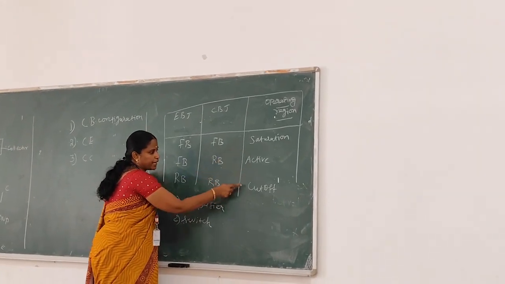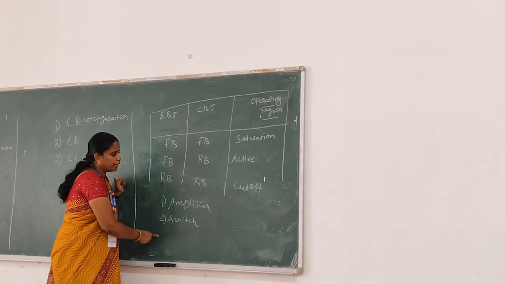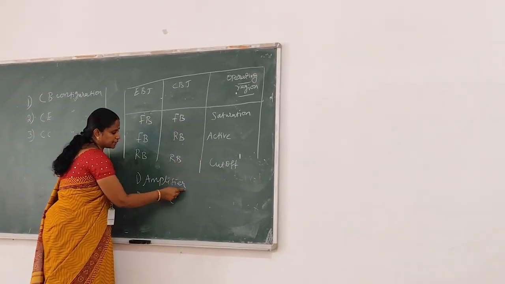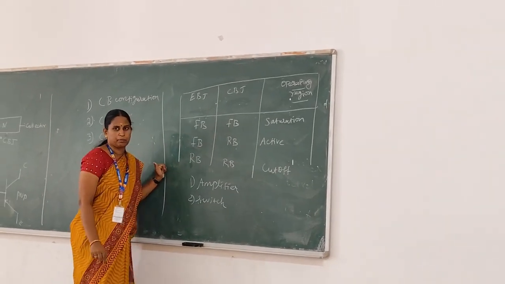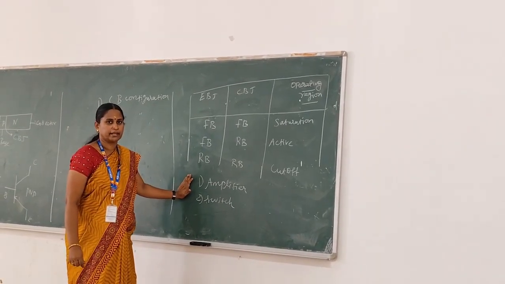In saturation and cut-off mode, the transistor can act as a switch. In active region, the transistor can act as an amplifier. So these are the applications of BJT. Right? Thank you.